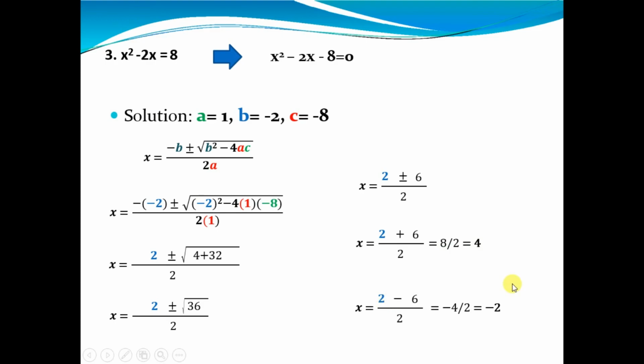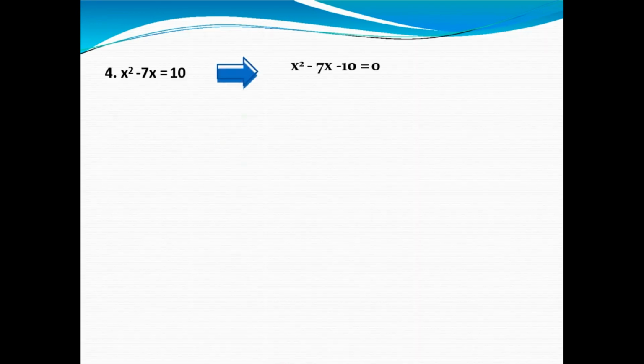Going to our second expression, we have 2 minus 6 over 2. So 2 minus 6 is equal to negative 4, and negative 4 can be divided by 2, giving us the value negative 2. So the final values for our x are positive 4 and negative 2. Okay, now let us go to our final example.